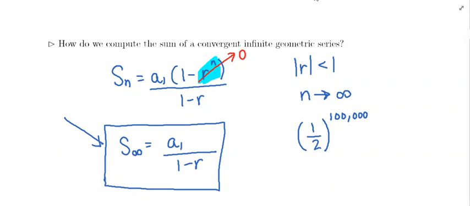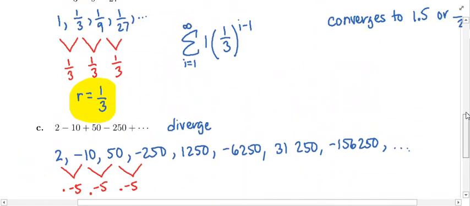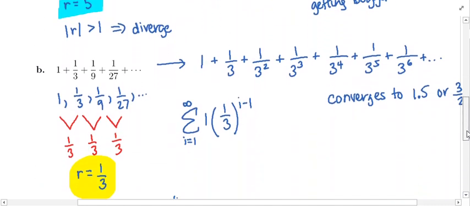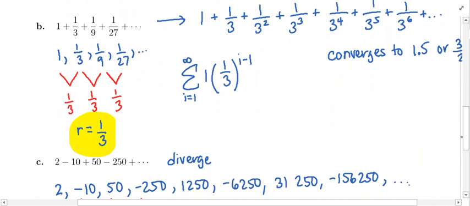Now that I know this formula, I'm going to revisit these 4 series and quickly go through them again. The series in part A had an R value of 5. The absolute value of R here is bigger than 1, so that means this series will diverge. You cannot add it up. Moving on, the series in part B, we said that the R value, the common ratio, is 1/3. The absolute value of R is less than 1, which implies convergence, which we thought just by playing around on the calculator.